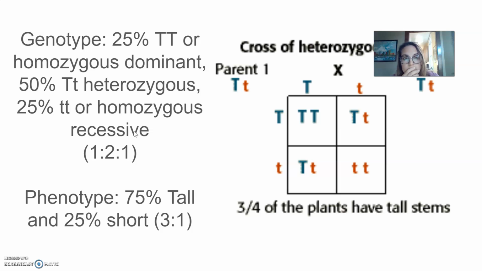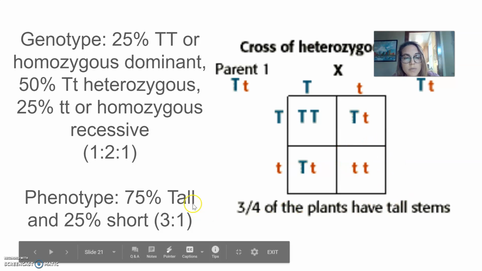And therefore, the genotype is going to be 25% homozygous dominant, 50% heterozygous, and 25% homozygous recessive. Sometimes that is written as 1 to 2 to 1. And the phenotype, which has to do with the traits, means that 75%, both this one, the capital T, capital T, and the capital T, lowercase t, are going to be tall plants. 25% of the offspring would be short. So sometimes we represent that with 3 to 1.